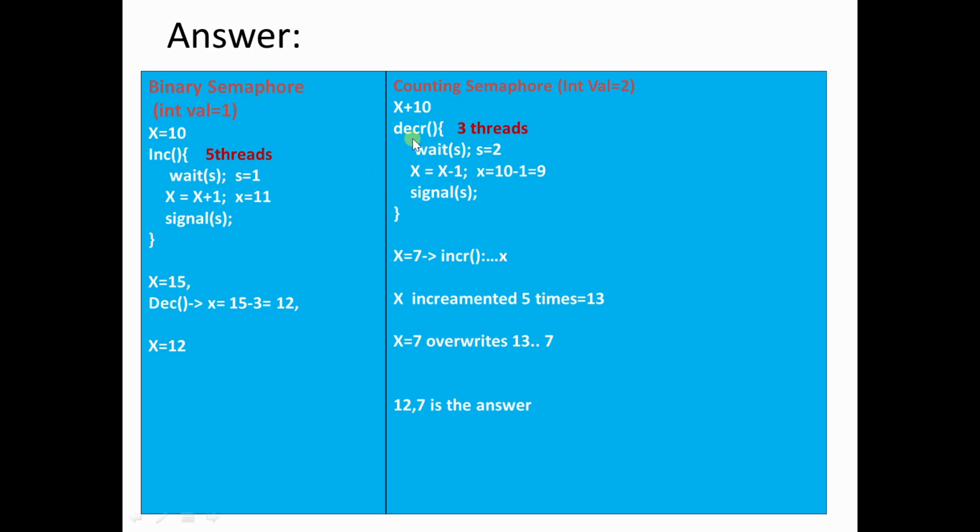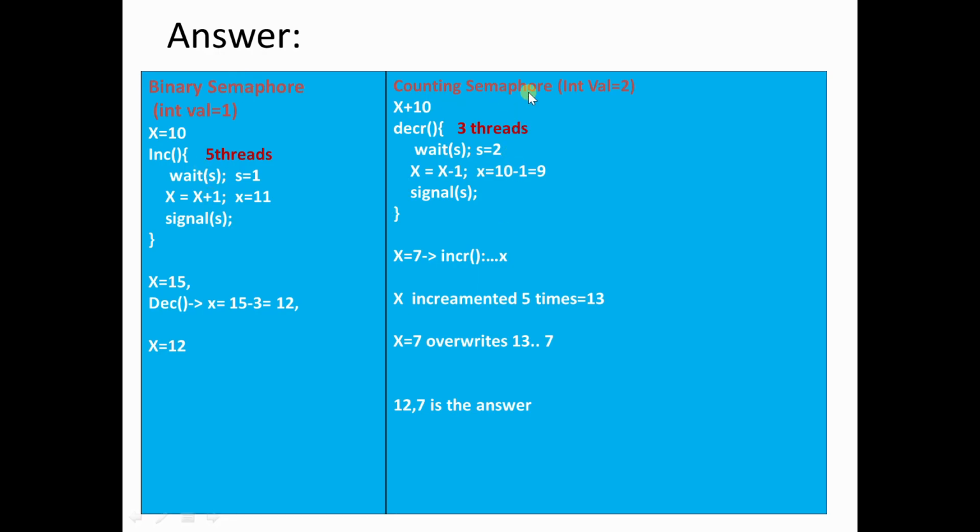Then we move to the decrement function, and here decrement will happen. After 3 decrements, we will have x equal to 12. So in the binary semaphore, the minimum value of x will be 12 only. This is the only value and the minimum value, because in this way only the binary semaphore will execute the threads.